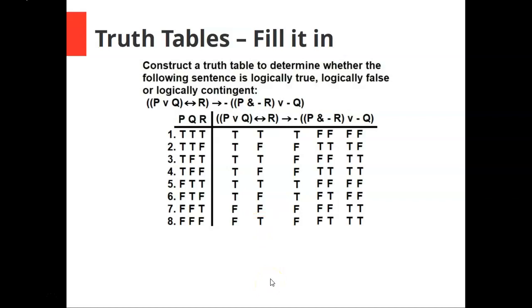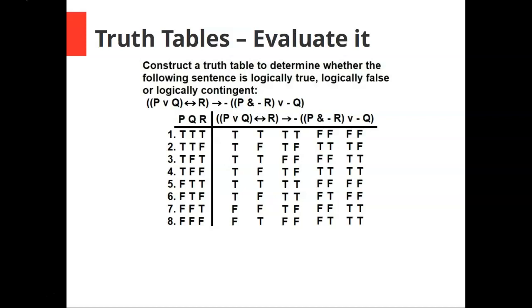And now finally, we can fill in our main operator column. It's a conditional. The antecedent is the biconditional. The consequent is the negation. So we apply the rule. Looking at the biconditional column and the negation column, a conditional is only false when the antecedent is true and the consequent is false, like in lines 3 and 8. So those lines are false, the rest are true.